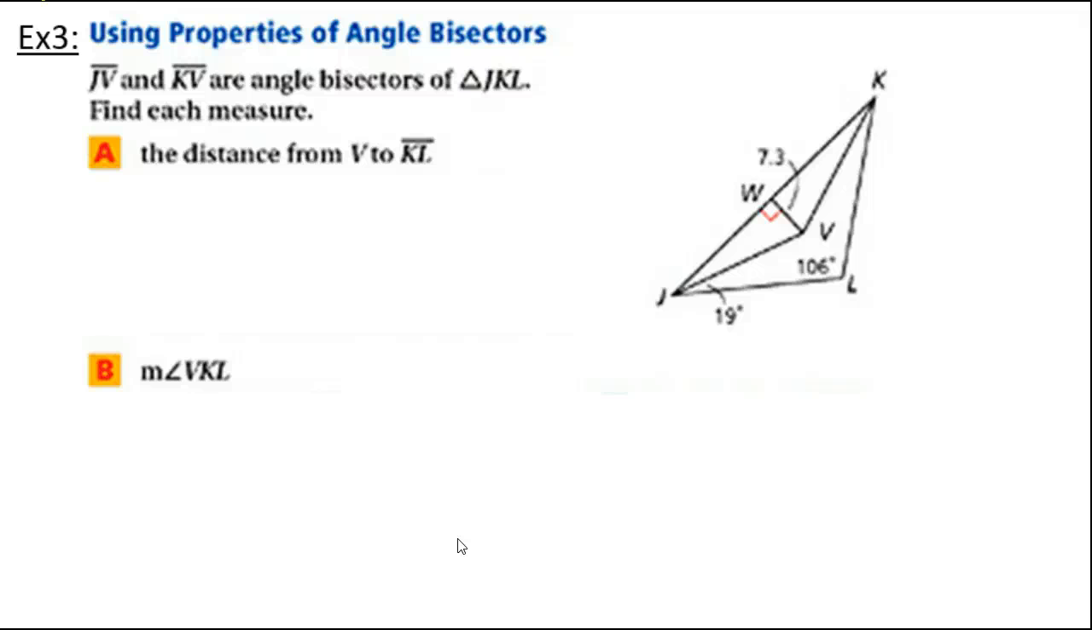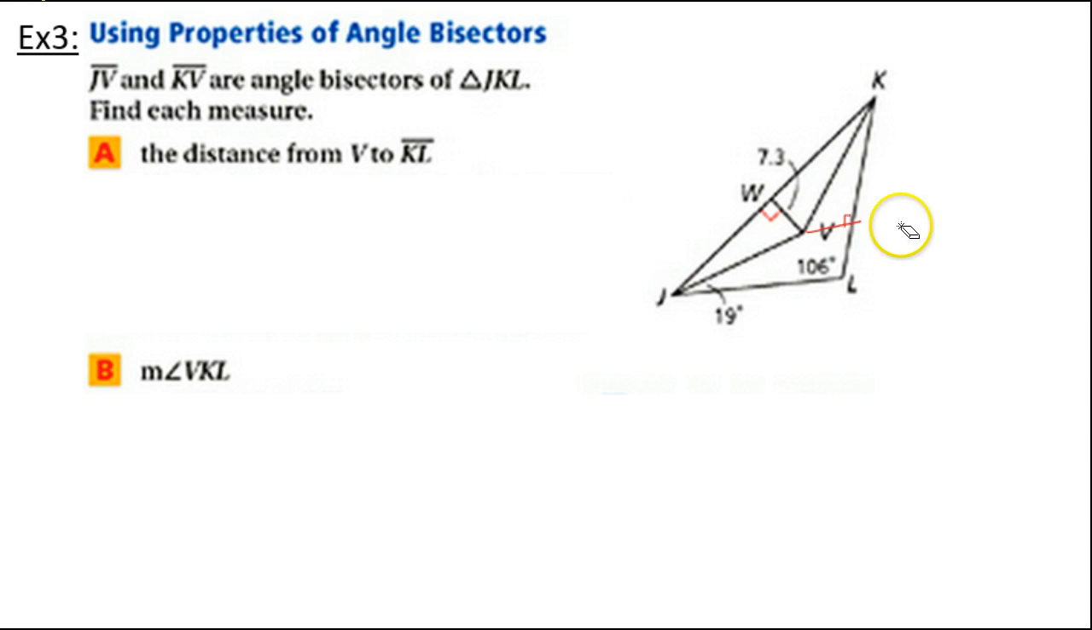Okay, let's look at an example of this. Here we have JV and KV are angle bisectors of my triangle JKL. It says find each measurement. So I want to find the distance from V to segment KL. The shortest distance here would have to be a right angle.